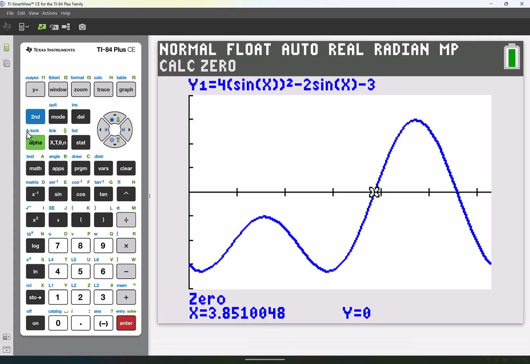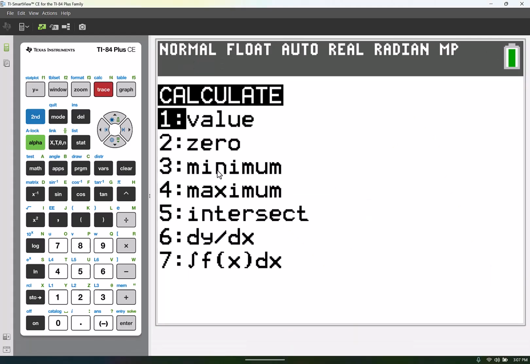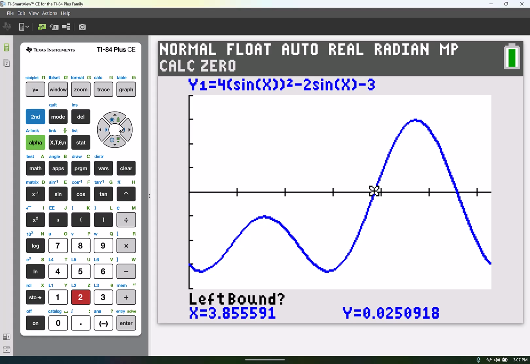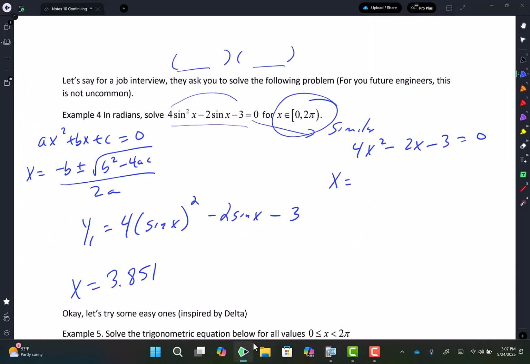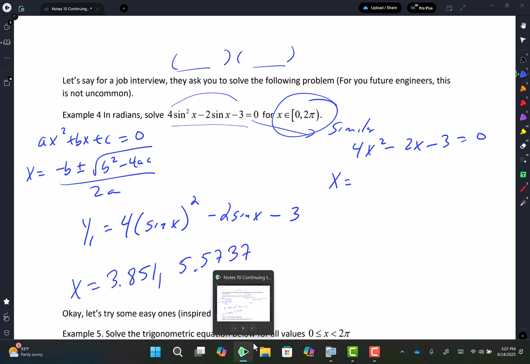Make sure that you practice. Second calculate, number 2. And it says left bound. Let me scroll a little bit past that. I'm going to push enter here. Right bound, I'm going to go to the right of that and push enter. Guess? Nope. 5.57377. I want to make sure that this answer is absolutely correct, so I'm going to show you how to do that if you wanted to.